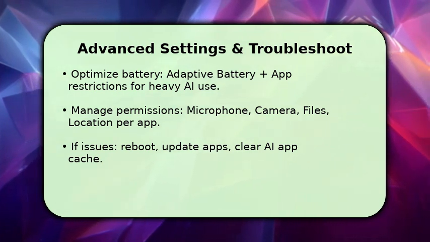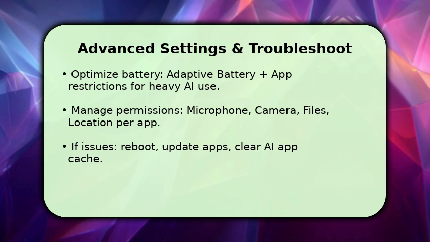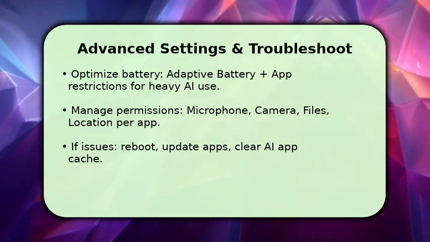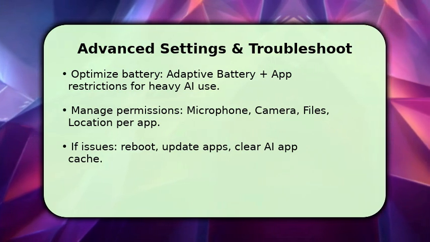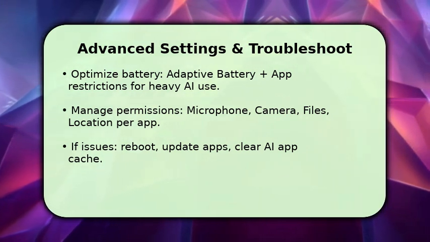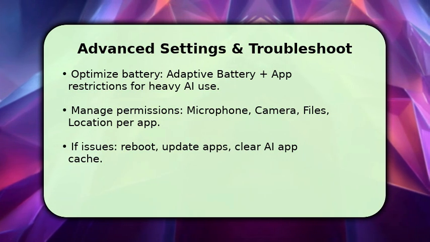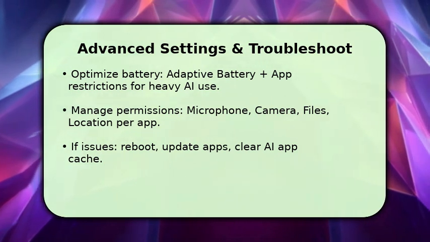If an AI feature misbehaves, reboot the phone, update Google Apps and system software, and clear the affected app's cache. This often resolves model loading errors. If problems persist, disable and re-enable the specific AI toggle in Settings to force a fresh start.